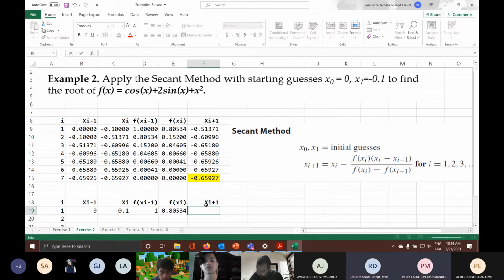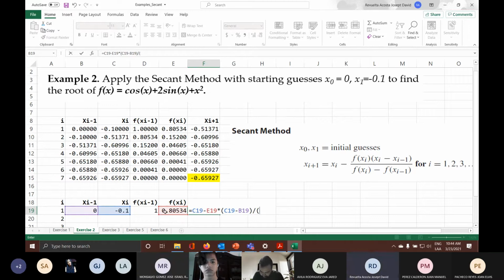Then this is going to be equal to the formula. The formula is equal to xi minus f(xi) times, in parentheses, xi minus xi minus 1, which is this one, right? Then close the parenthesis, divided by, in parentheses, f(xi), which is this one, minus f(xi minus 1), and then I close the parenthesis. And this is what I get.